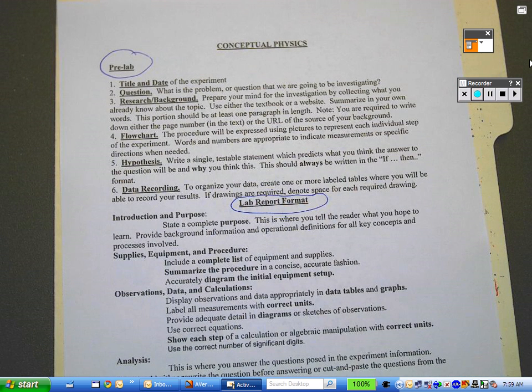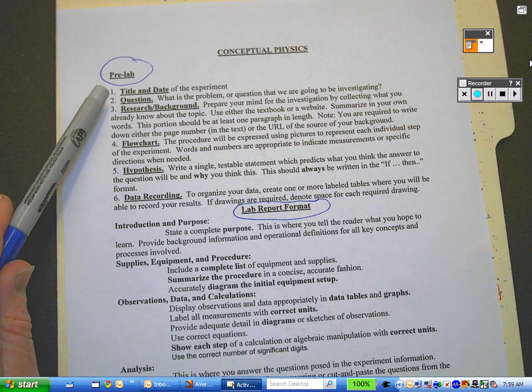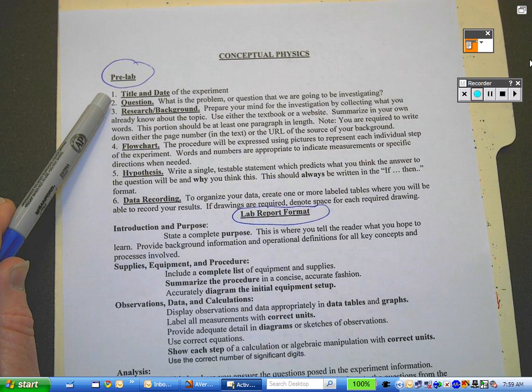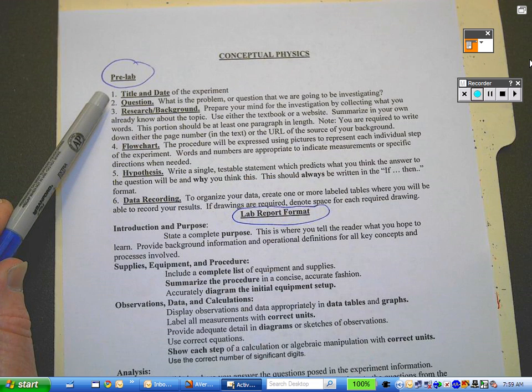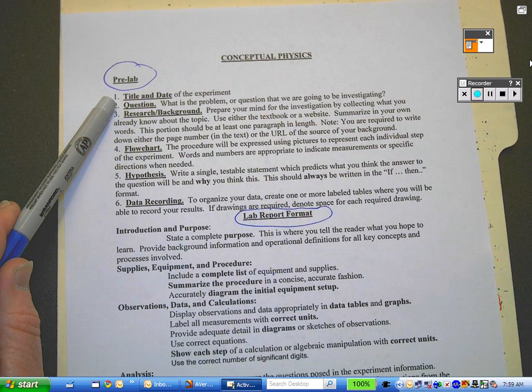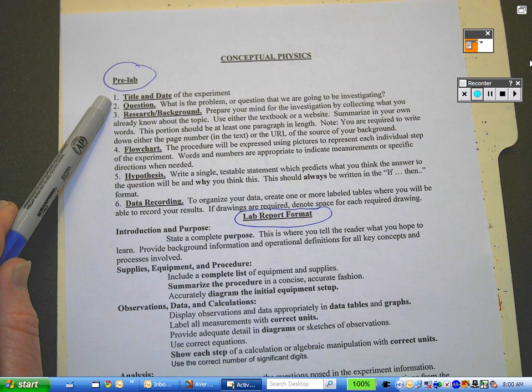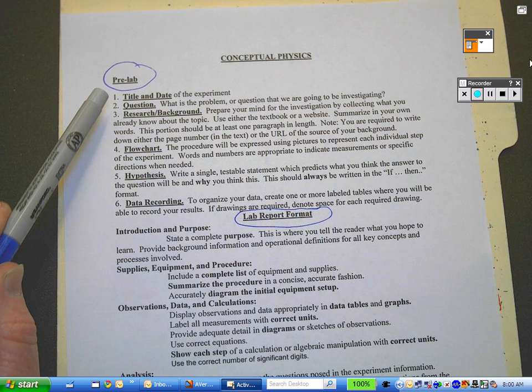So when you do the pre-lab, what you're going to do at home is some very simple things. Number one, just the title and date. Number two, the question. The question is, what is the problem? What are we trying to investigate here? And it's just a sentence for a question. Basically, this is telling why you're doing this experiment at all. Then a little bit of research and background.